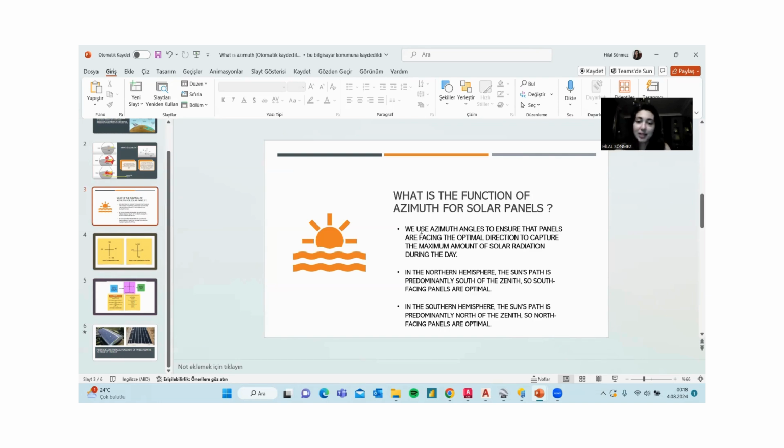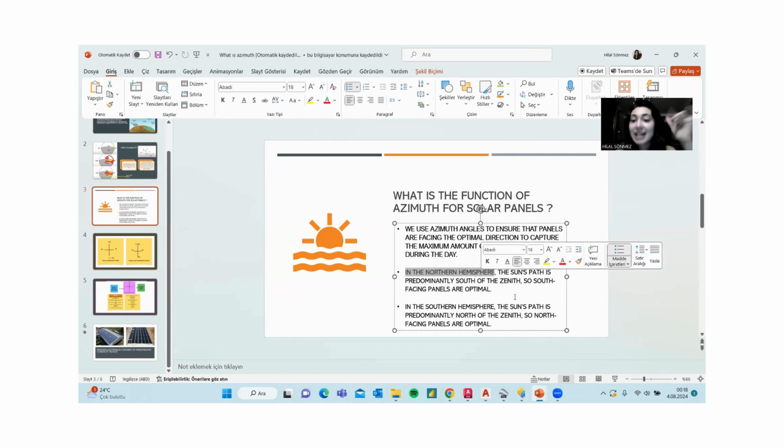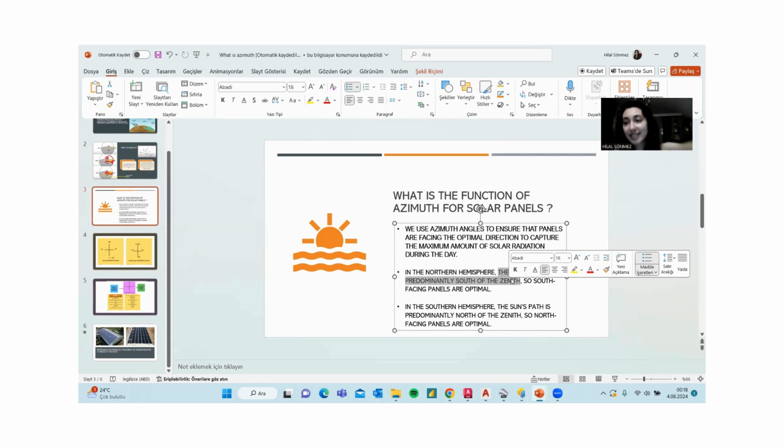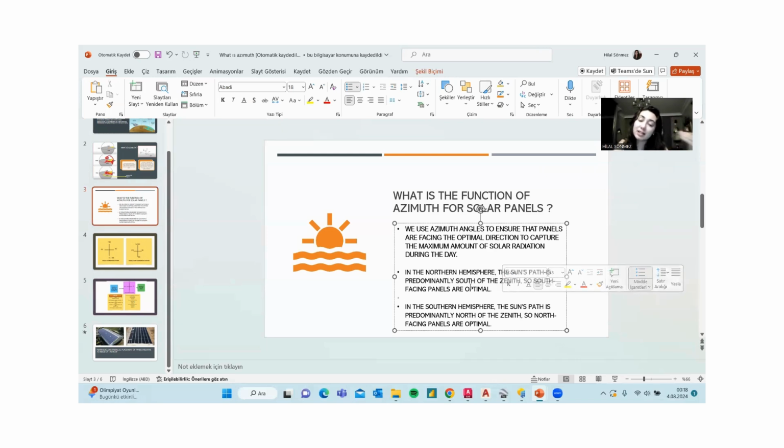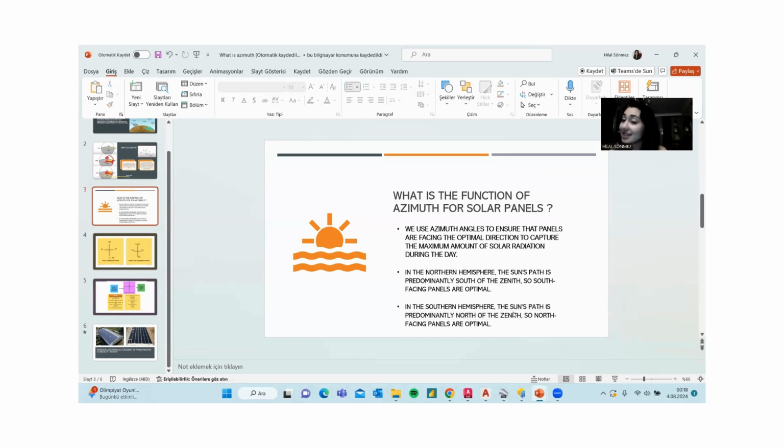We can say, as we wrote, that in the northern hemisphere, since the path of the sun is predominantly south of the zenith, south-facing panels will be optimal in the northern hemisphere. But if we are in the southern hemisphere, since the path of the sun is predominantly north of the zenith, north-facing panels will be optimal. That is the sense behind it.